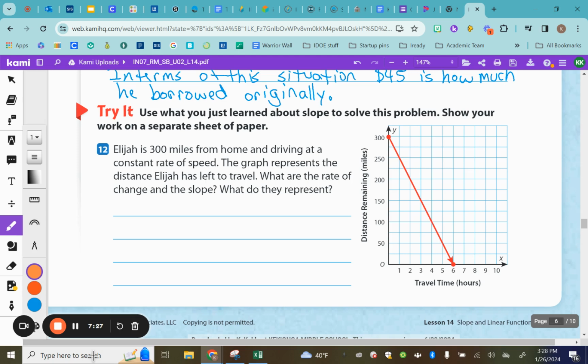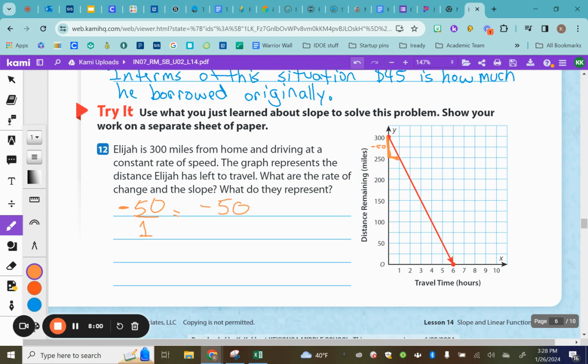because he's getting closer and closer and closer. So I can draw my triangle here, and I know this is a negative, so my slope is going to be something negative. And I will go down from 300 to 250. That's going to be negative 50. So it's going to be negative 50 over 1 hour. So negative 50 over 1 will simplify to just negative 50.